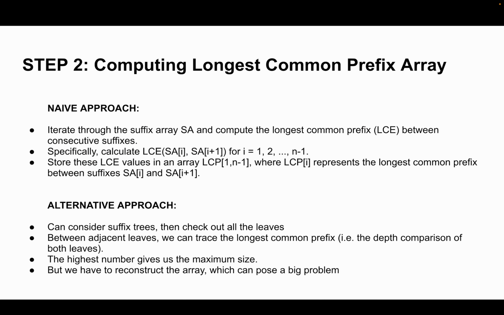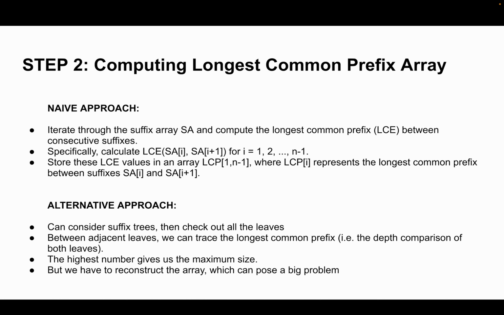Now we move on to the second problem, which is the longest common prefix array, and we can do this through a naive approach. We can calculate the LCE of two consecutive elements while we move from i equals 0 to i equals n minus 1, where n is the total size of the array. But that wouldn't be a good approach, because as you can see, comparison in every single step isn't ideal.